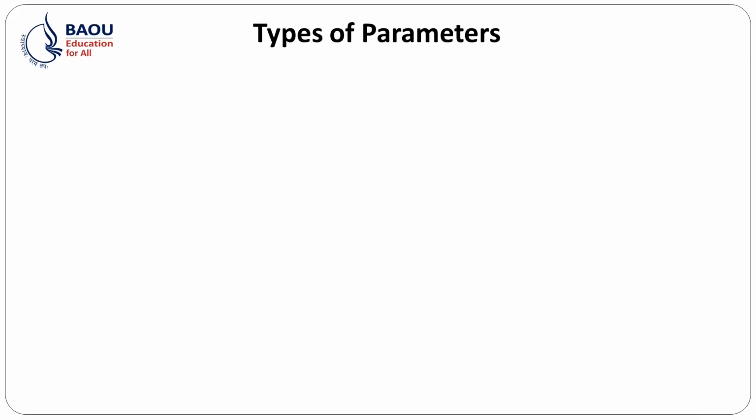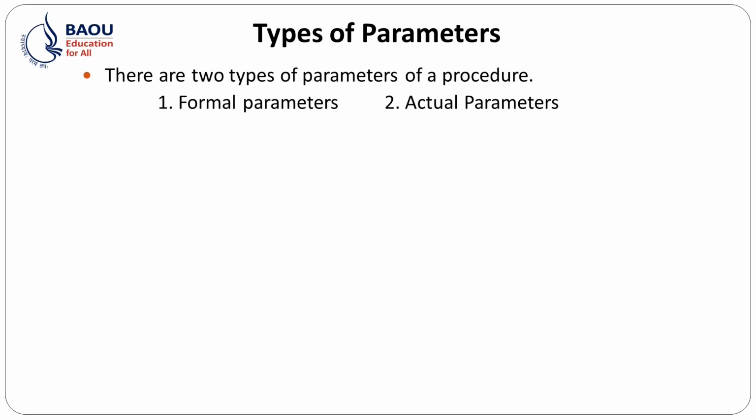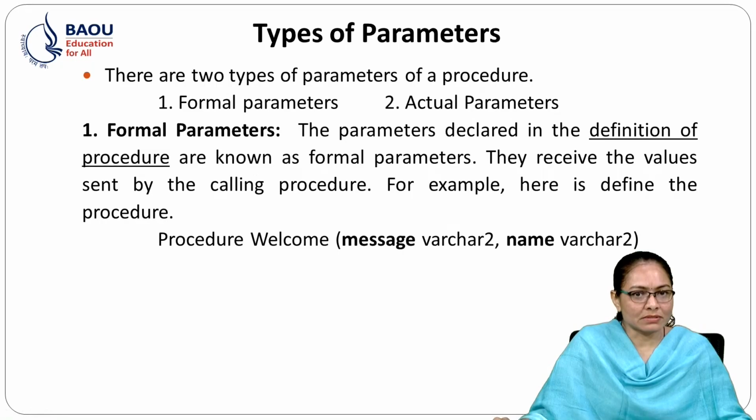Now, the next one is the types of parameters. There are two types of parameters of the procedure. First is the formal parameter and second one is the actual parameter. Now, what do you mean by formal parameter? The formal parameter is declared in the definition of the procedure. Formal parameter means it is defined in the declaration statement of a procedure. When we define the procedure, then the formal parameter is used. They receive the value sent by the calling procedure.